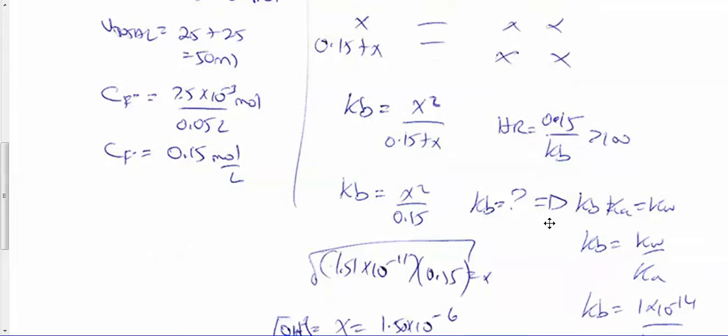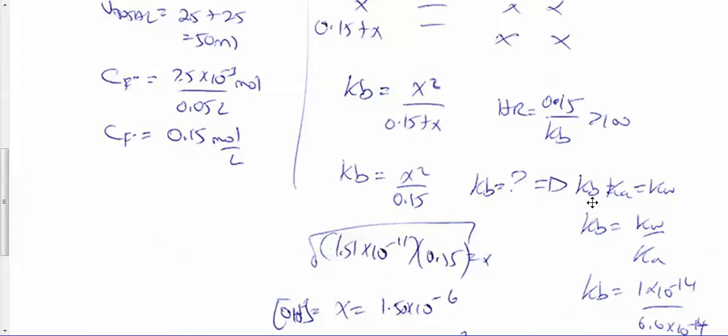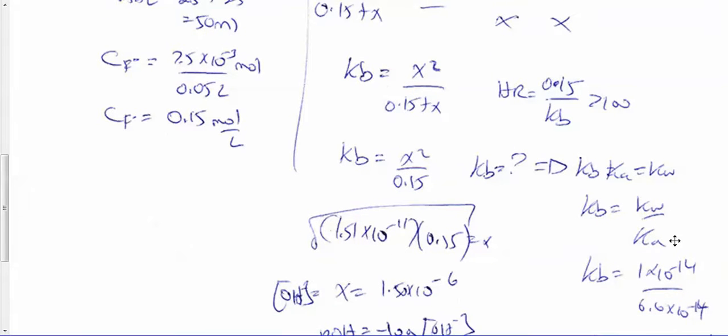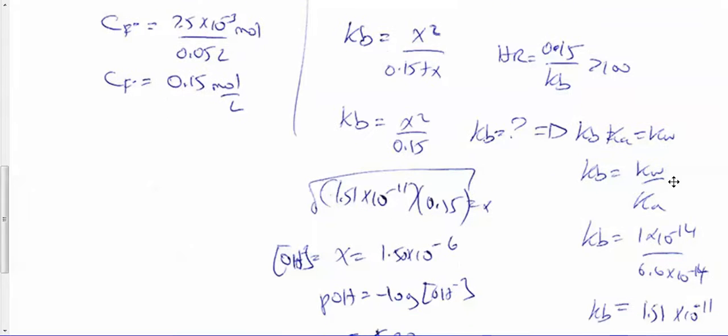Well, okay, hold on. What is Kb? We didn't get it, because they only gave us Ka. Well, you know Kb times Ka is equal to Kw. So Kb is equal to Kw over Ka. Kw is just a constant, a number everyone should know: 1 times 10 to the negative 14, and Ka is 6.6 times 10 to the negative 4. If you do the division, you get Kb is equal to 1.51 times 10 to the negative 11. So now it's back here: 1.51 times 10 to the negative 11 is Kb.